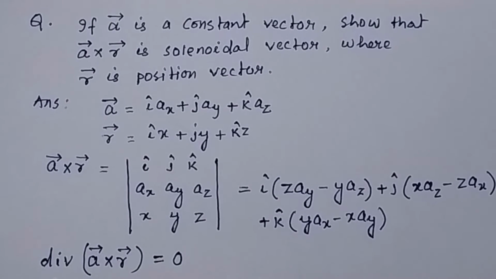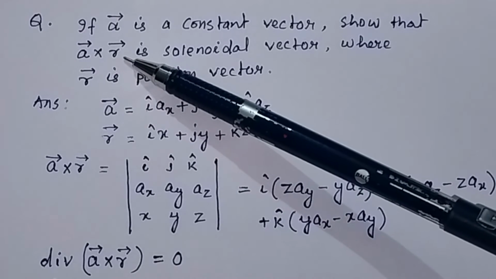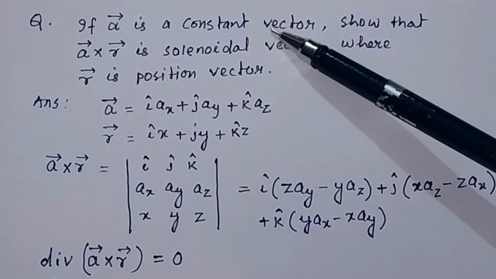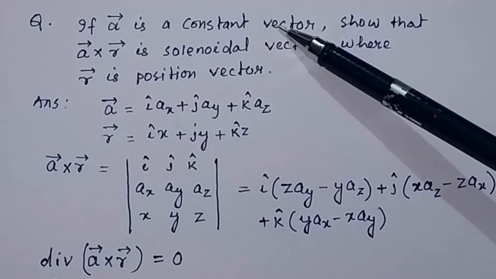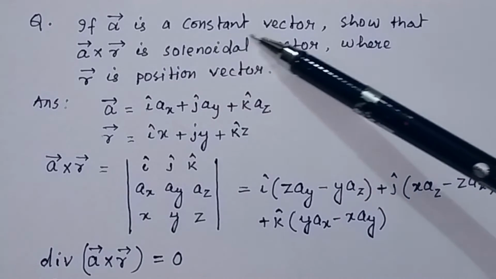If A vector is a constant vector and R vector is the position vector, then the cross product of A vector with R vector is a solenoidal vector. Constant vector means the vector whose magnitude and direction do not change, that is called a constant vector.